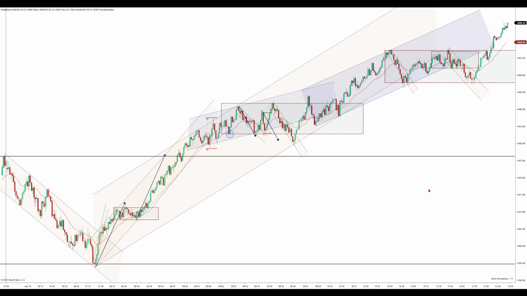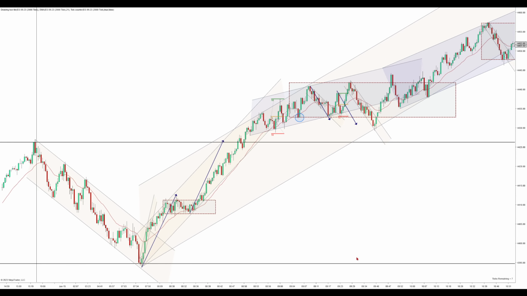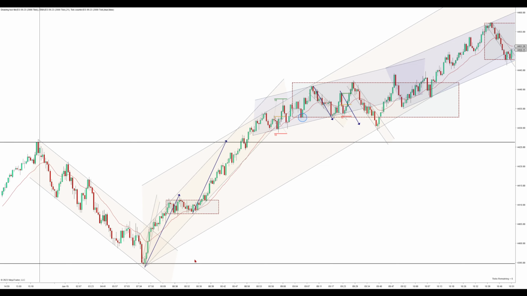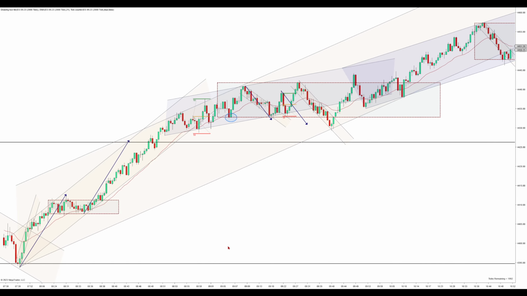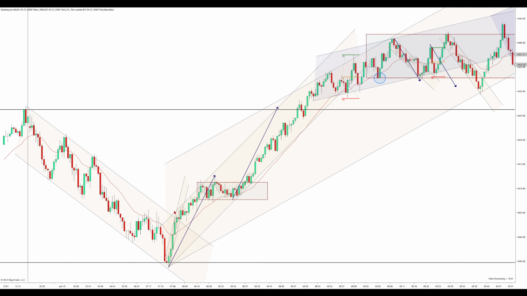I'm trading the ES futures on a 2000 tick chart with a 21 EMA. So I've got my overnight highs up here and the overnight low down here. These are our key levels for the day. So I started trading at 8 Central Time, which is this area right here.